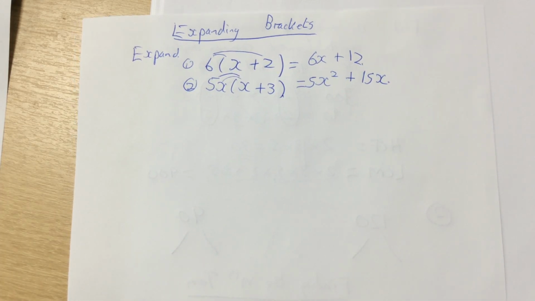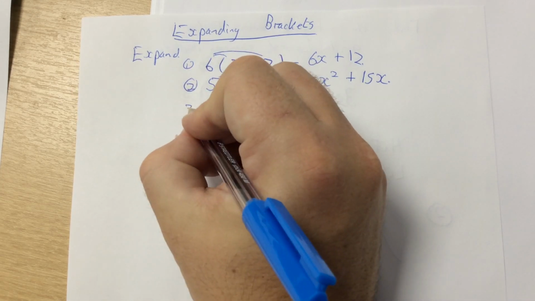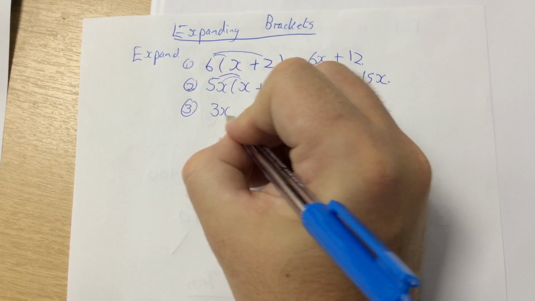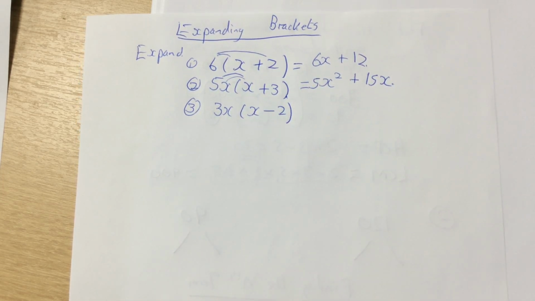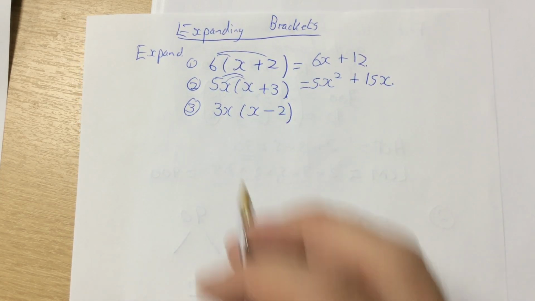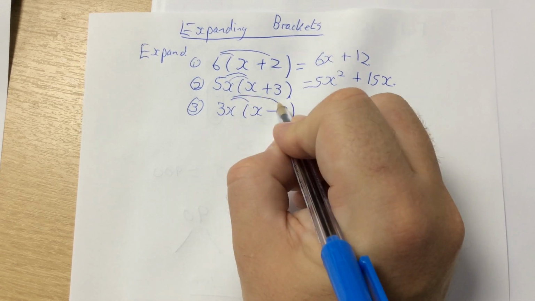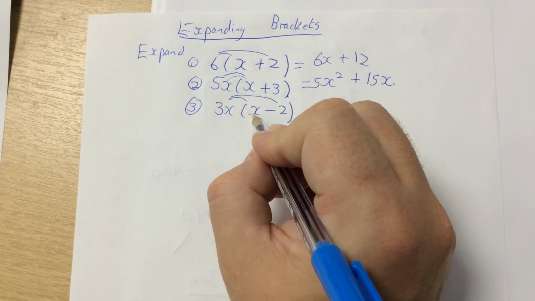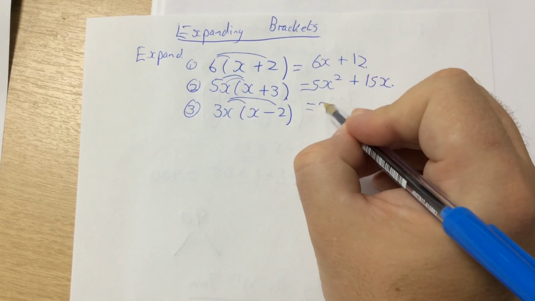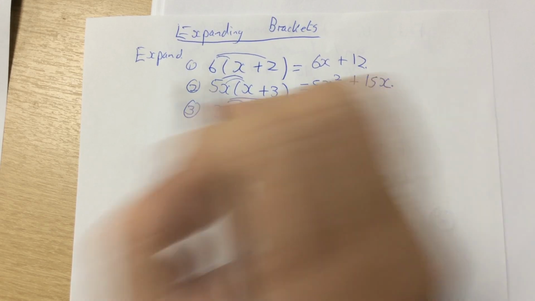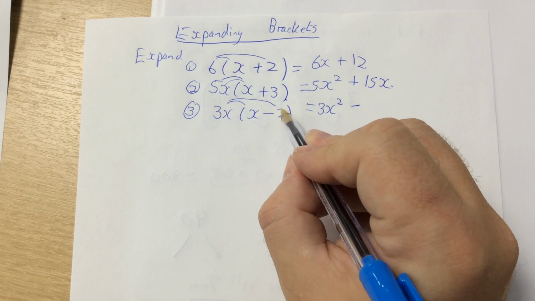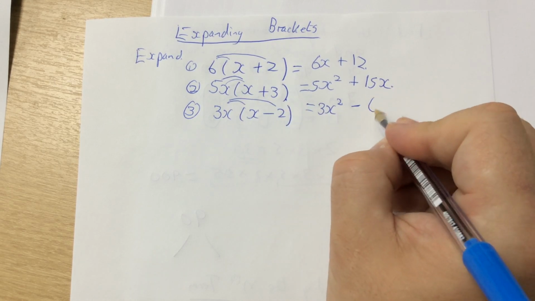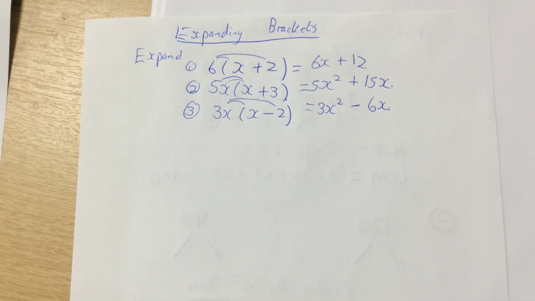Sometimes they're not always plus. Sometimes you get them where there's a minus in them. So if I said 3x multiplied by (x - 2), when I'm looking at this one now, you've got 3x times x is 3x squared. And then there's a minus in the middle. And 3x times 2 is 6x.